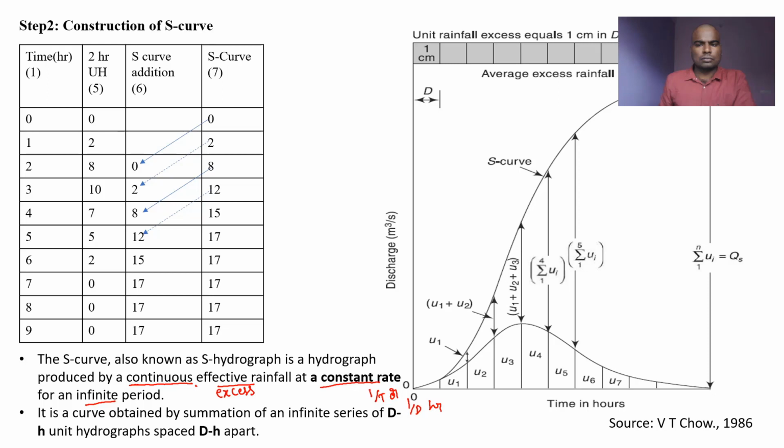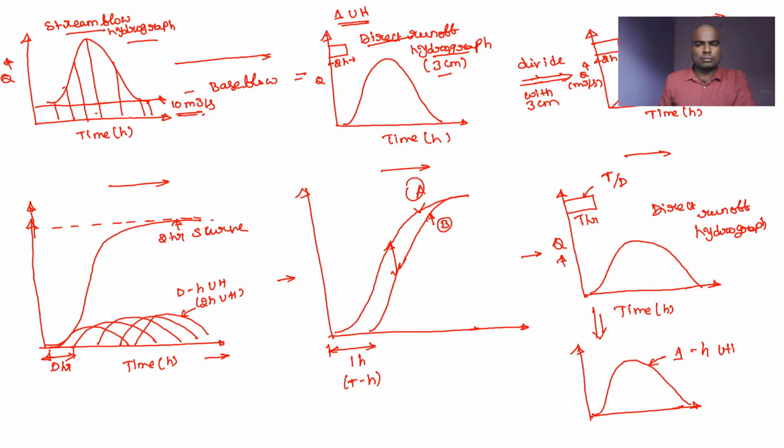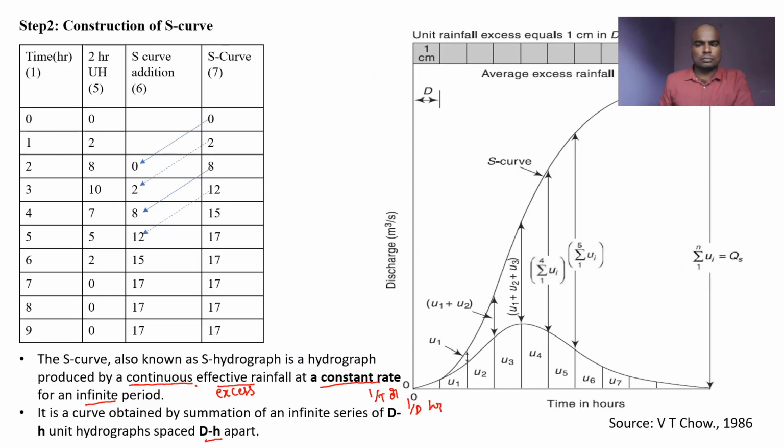Okay, for an infinite period. That is one definition. Another: how can we get this S curve? It is a curve obtained by summation of an infinite series of D hour unit hydrographs spaced D hours apart. Here I have shown how it can be generated. Suppose this is a D hour unit hydrograph. You lag another D hour unit hydrograph and sum. Similarly, you continue this process for an infinite period, and then you will attain the constant discharge.